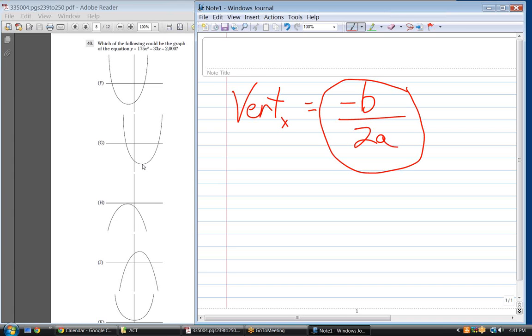So positive 33 or negative? Positive. And that's all you need to know. You don't need to know what that value is. You just need to know whether it's positive or negative. So we really didn't have to do a lot of math in this. There's a few other ways that you could do this.